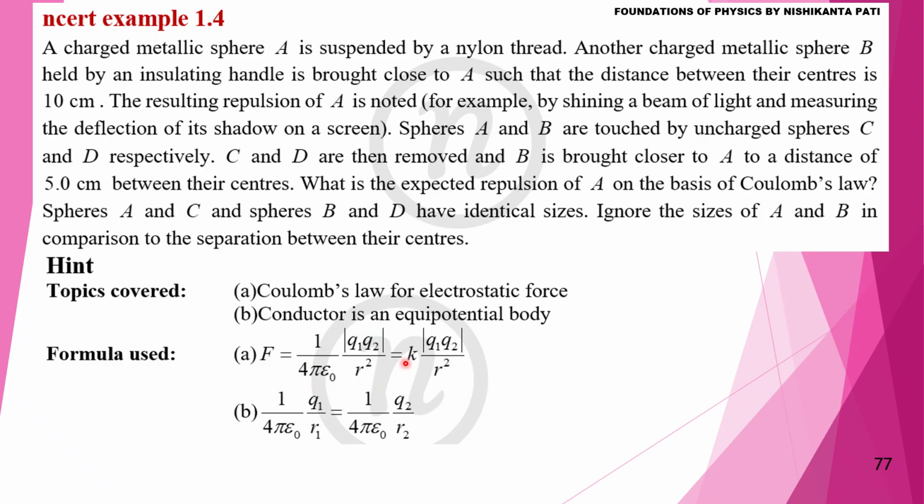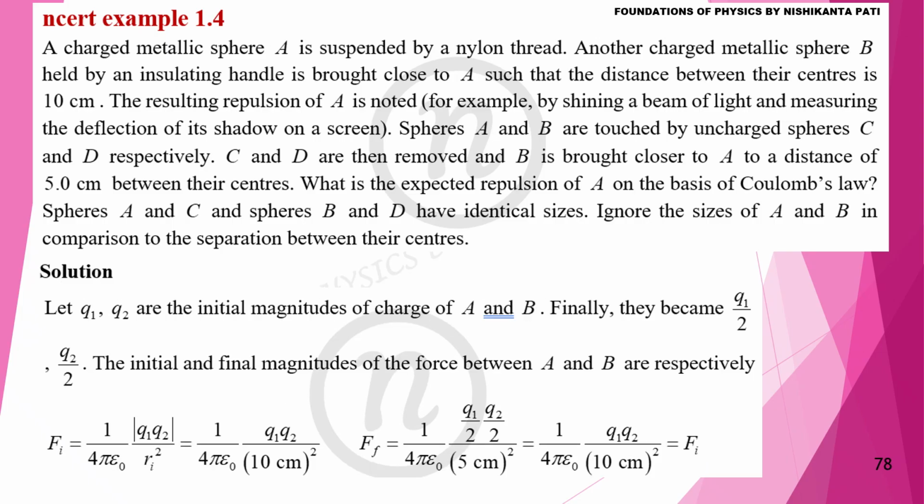This is the magnitude of electrostatic force. You see the potential of two spheres same. If radii is same, charge has to be same. Let Q1, Q2 be the initial magnitudes of charges on A and B. Finally, A charge becomes Q1 by 2, B charge becomes Q2 by 2. The initial separation was 10 cm. The final separation is 5 cm.